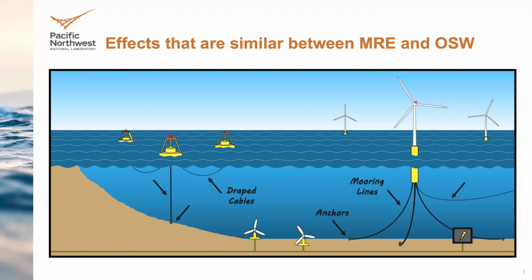There is the potential for having draped electrical cables between wave devices or wind platforms in order to link together the electrical output before taking it to the seafloor and in towards shore.